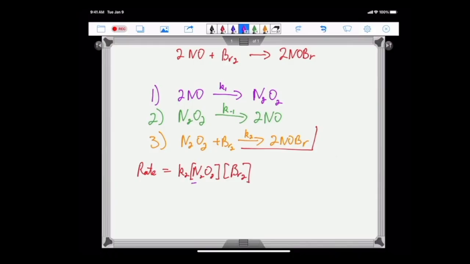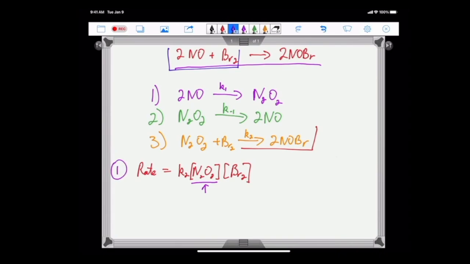We then identify the intermediate. N2O2 is not something that shows up in the overall balanced chemical equation, so that's the intermediate component. This is what we're going to have to derive a term for in order to express what the actual steady-state rate equation is, written in terms of just the starting materials we have up over here. So to do that, that's step 2 now. So step 1, write the rate equation for the last step.